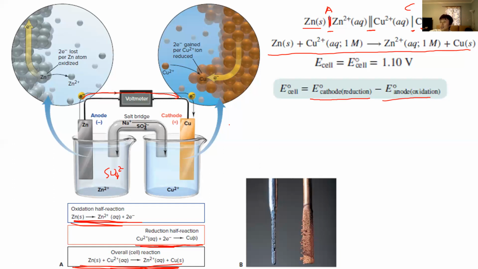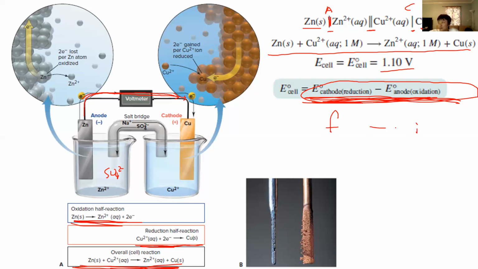As for zinc and copper, the standard cell potential equals 1.1, which is the difference between these two, and we use cathode minus anode. Remember that. If you forgot, you can think about the electron flow, because the electron flows from anode to cathode. We're talking about electric potential, so the cathode is the destination, the final place, and the anode is the initial place. So we always do final minus initial.